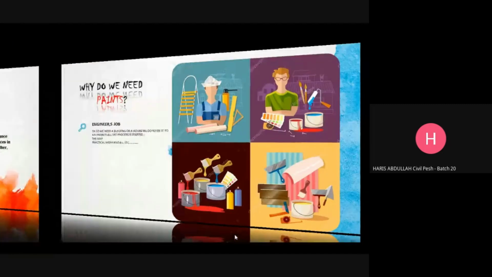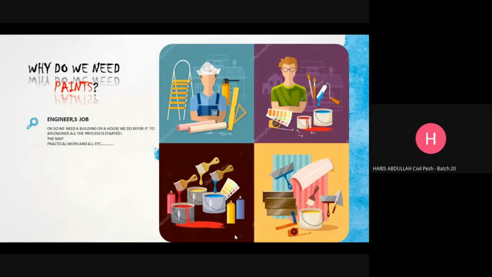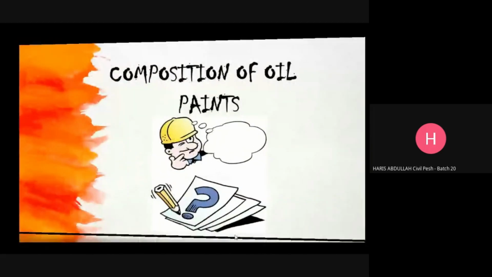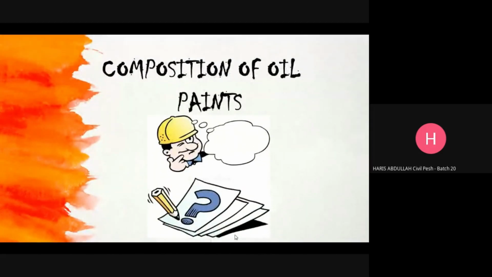So why do we need paints? It's really a big question, since we could simply deal with the structures and not need any paints. But if we are concerned with engineering jobs, when we need a building or a house, we refer it to an engineer so that the process is started and the structure is built. After that, when the engineer has done all the structural work and the building is ready, what we are dealing with next is the aesthetic purposes.